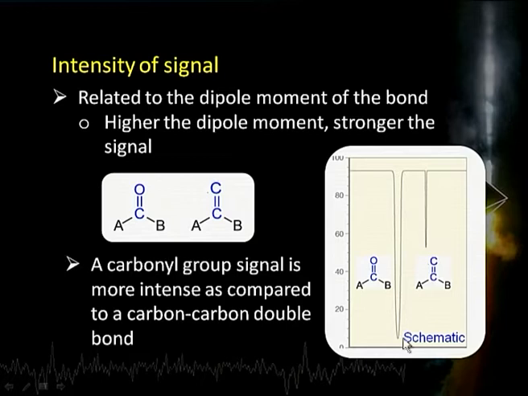It is just schematically shown over here. This will be a C=C bond, a shorter-intensity signal, whereas this is a very sharp and intense signal, that is for a carbonyl group. Just for the sake of understanding, anything which is more polar will give a more intense signal. That is one. And as regards the width of the signal, there are a number of parameters which determine the width.